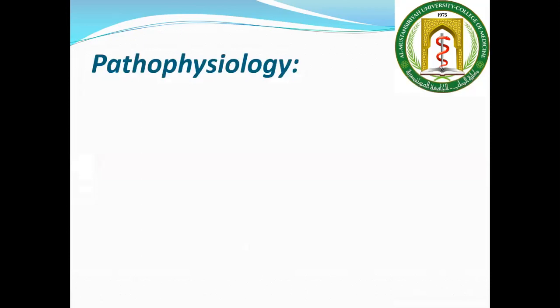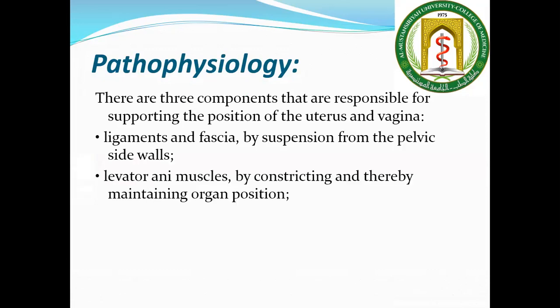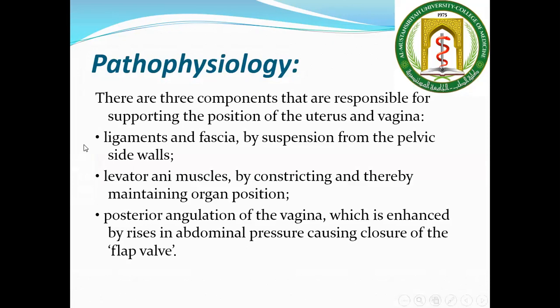The pathophysiology, why prolapse happens: there is damage to the supporting tissue of the uterus and the vagina. The supporting tissue here, the ligaments and fascia, the levator ani muscles, which keep the pelvic organs in place, and the posterior angulation of the vagina.